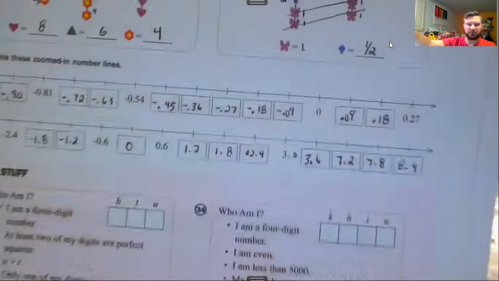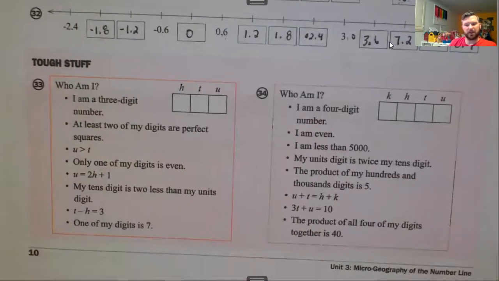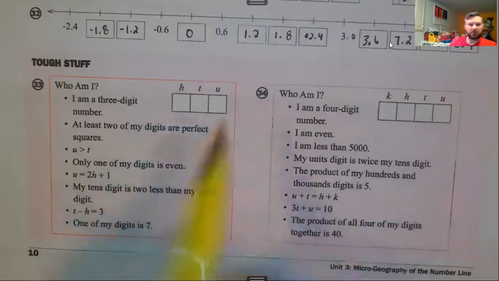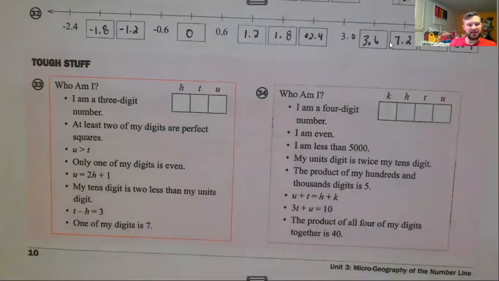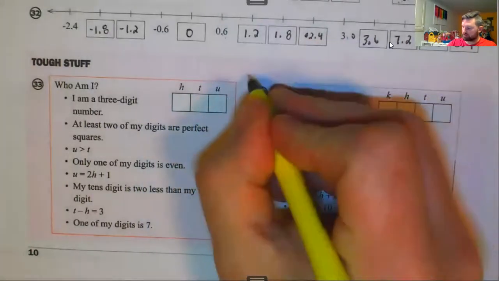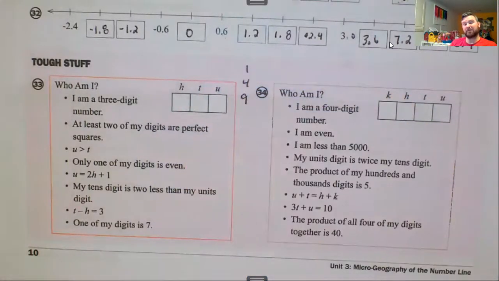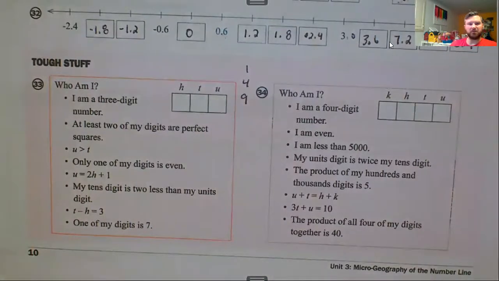Okay, now we've got some who am I numbers, and these get tough. Making a list of what your possible numbers are is going to be very helpful. So number 33: I am a 3-digit number. So you get your 3 digits there. At least 2 of my digits are perfect squares. Now, each number in here can only be 1 digit. So that means I can have a 1, a 4, or a 9. I can't have 16 because that's a 2-digit number and I'm only filling in 1 spot.